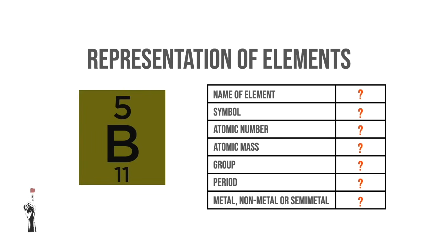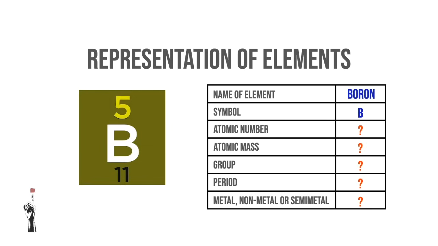So again, the symbol is B. The element it represents is boron. The atomic number is equal to 5, which is the number of protons located in the nucleus. The atomic mass is equal to 11. Remember, the mass indicates protons and neutrons.